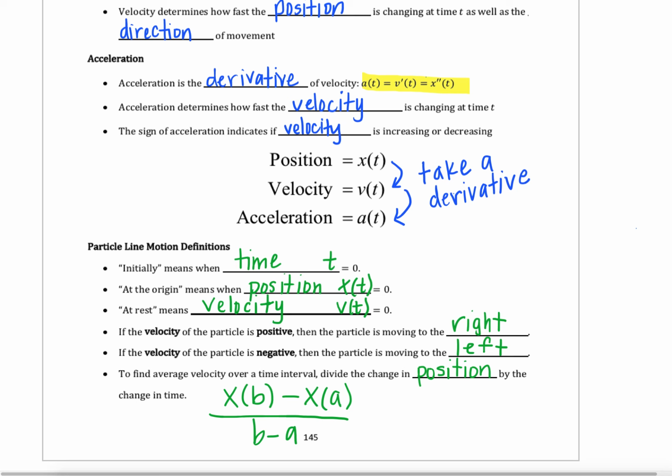And to find the average velocity over a given time interval, we divide the change in position by the change in time. So for example, down here at the bottom, if our time interval given is the time interval from A to B, then our average velocity would be the position at time B minus the position at time A divided by the difference of B minus A.